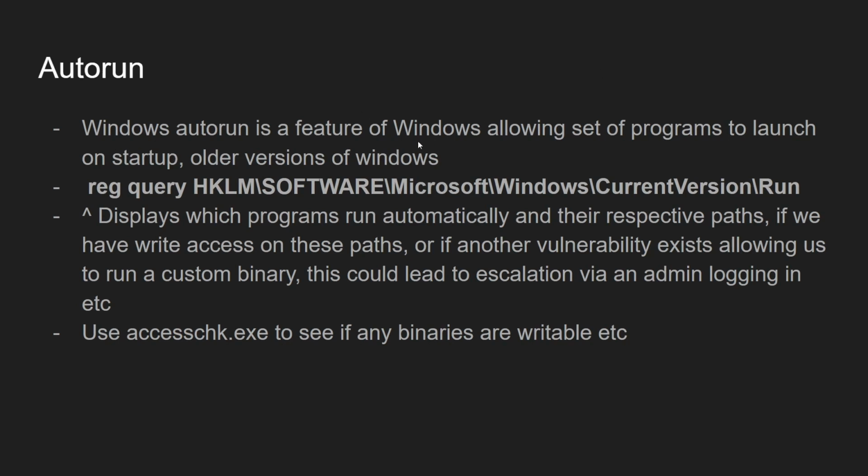Windows AutoRun is a feature of Windows allowing a set of programs to launch on startup for specific users and globally as well. You check for that with this registry key, and it'll show you which programs will run automatically and where they're stored. If you have write access on them, you can replace them. Let's say the administrator has a binary which runs every time he logs in, and we've got access to that location, we can replace that. So the next time the administrator logs in, it might spawn a reverse shell as the administrator, meaning we've just gained administrator access to the machine, and he's got absolutely no idea. Well, depending on how we set that up, they could potentially have no idea what's going on.